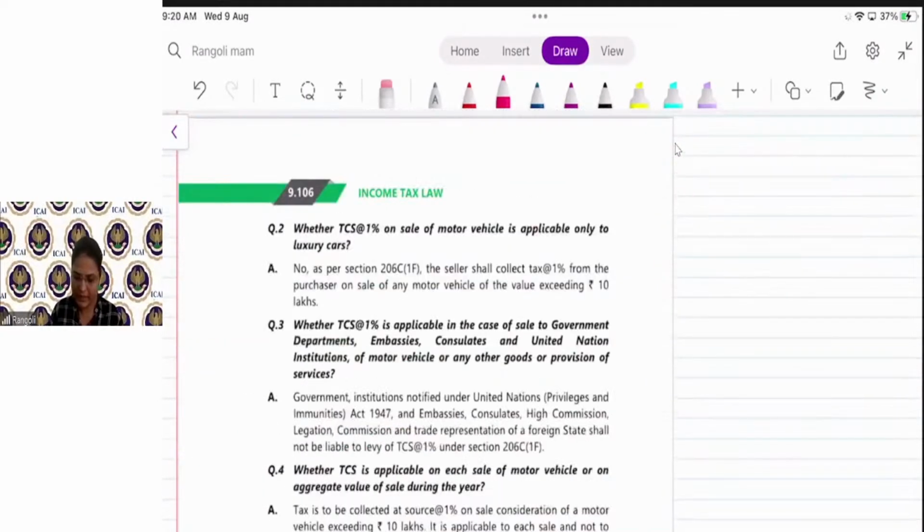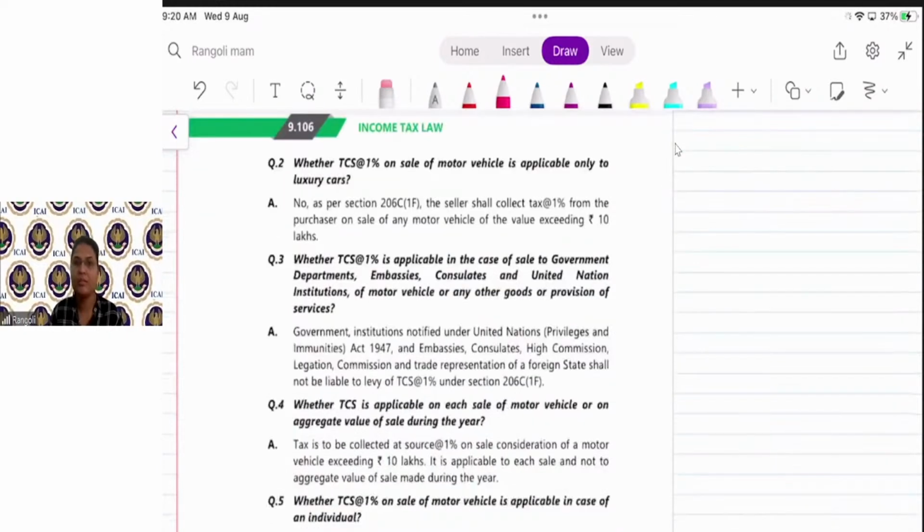Whether the TCS is applicable only in case of luxury car? No, it is applicable to all motor vehicles, all cars with value exceeding 10 lakh rupees. Whether TCS at 1% is applicable in case of sale to government department, embassy? Yes or no, everyone? No. No TCS is applicable if the sale is made to government, embassy, consulate, etc.